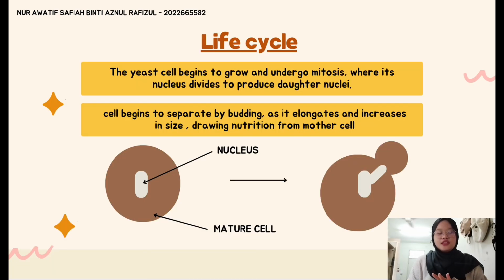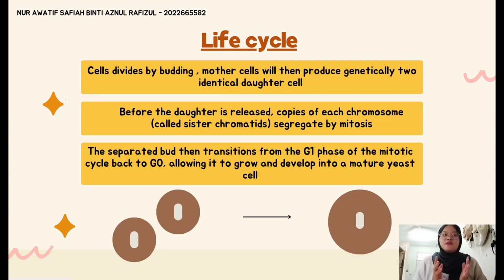Here is the life cycle of yeast. The yeast cell begins to grow and undergoes mitosis, where its nucleus divides to produce daughter nuclei. Cells begin to separate by budding. As it elongates, it increases in size, drawing nutrition from the mother cell. And then, as mentioned earlier, cells divide by budding, so the mother cell will produce two genetically identical daughter cells. Before the daughter is released, copies of each chromosome called sister chromatids will segregate by mitosis. The separated bud then transitions from the G1 phase of the mitotic cell back to G0, allowing it to grow and develop into a mature yeast cell.